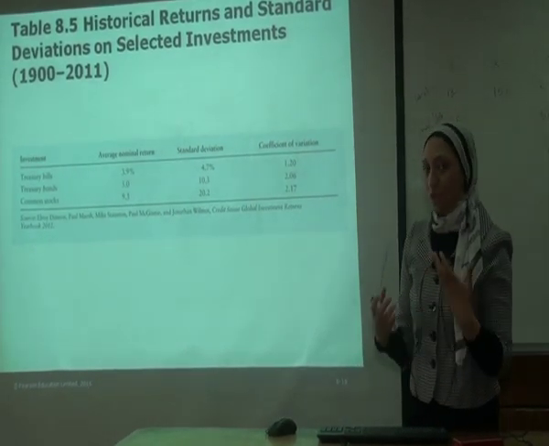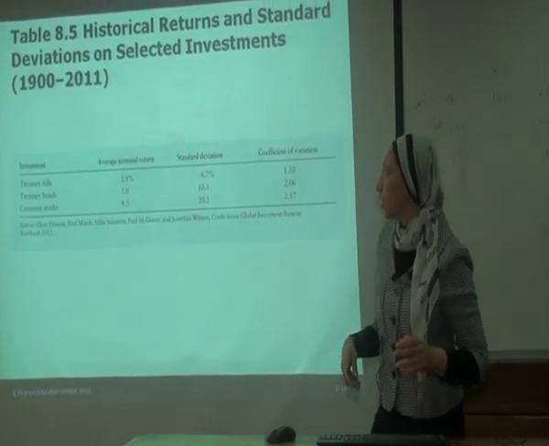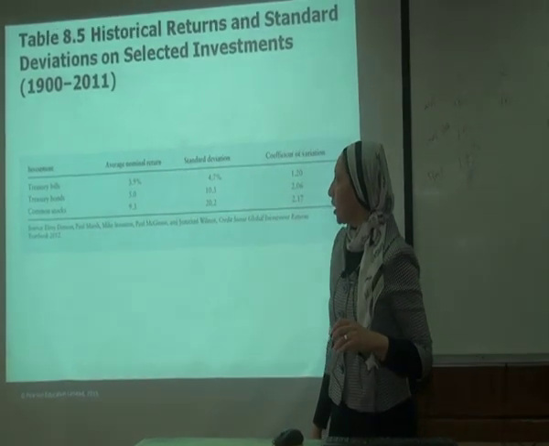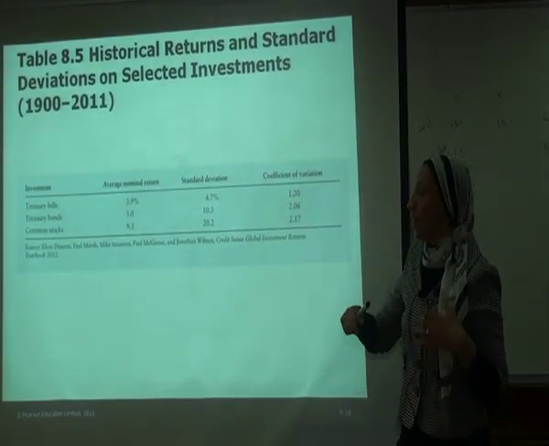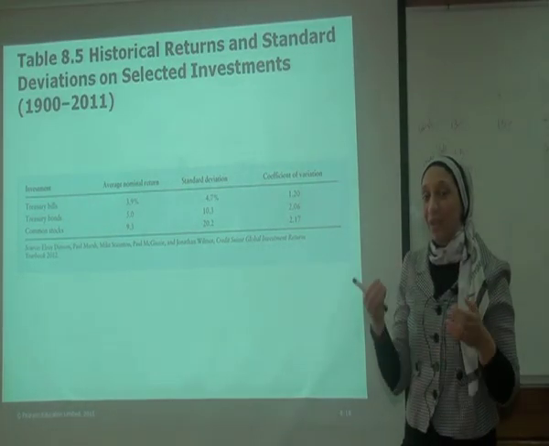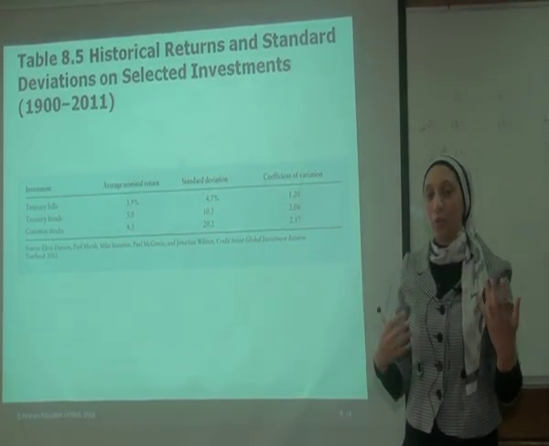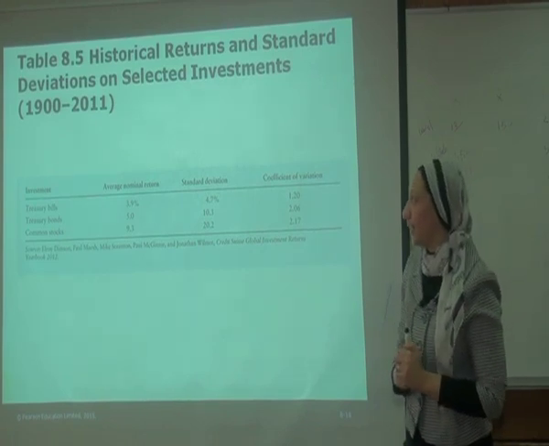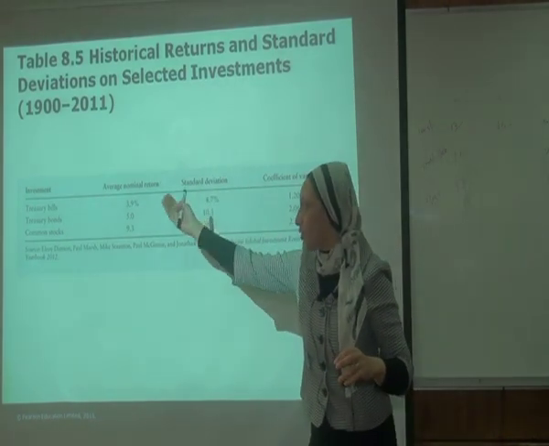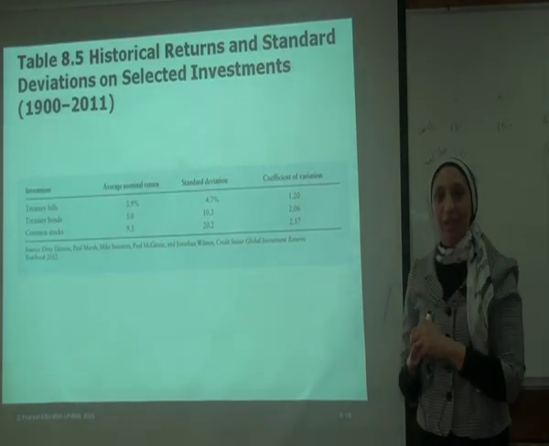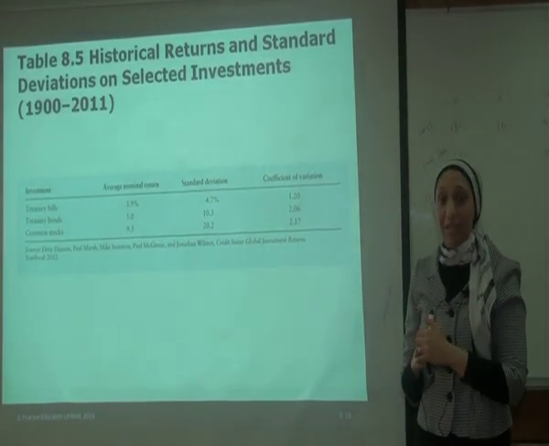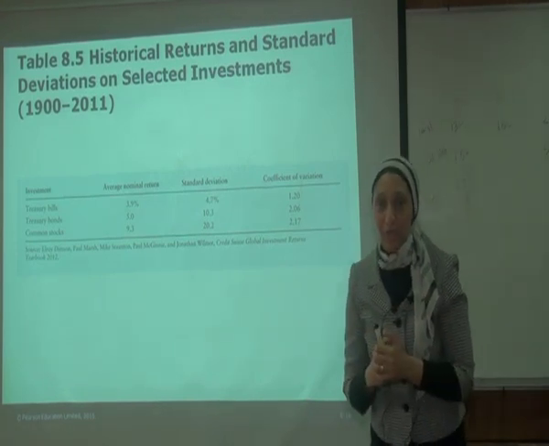I need you to consider or to notice something, that the higher the risk, okay, the higher the return. The higher the risk of the asset, the higher will be the return. So you will find that Treasury bill and Treasury bonds, of course Treasury bill is the least risky asset, the least risky asset because it's free of default risk.